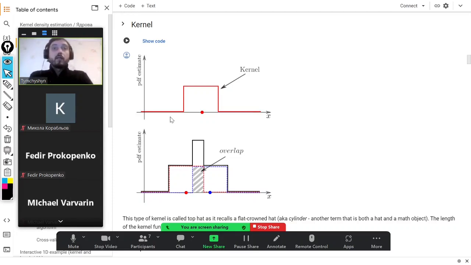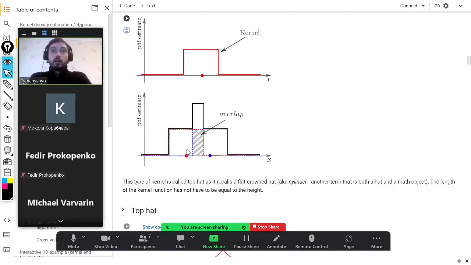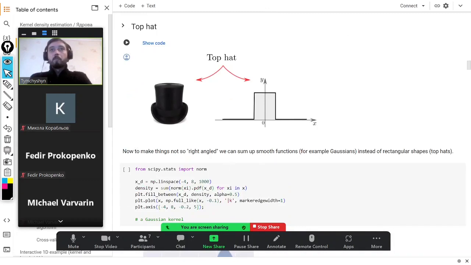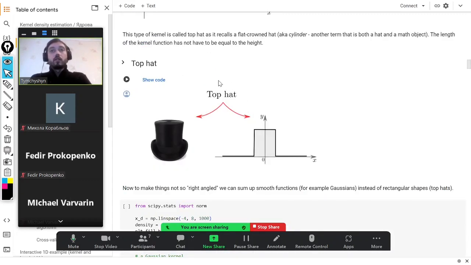You might guess, if I have this sort of function for each point, so here is a red function, the kernel for the red point, and this is a kernel for the blue point. If I add them together, I will get exactly what I want. The overlapping part will be just moved on top of that. So I'm just adding these kernels for each of the data points. Just a brief note, it's called a top hat because it looks like a top hat. So here is the picture and here is the kernel itself.